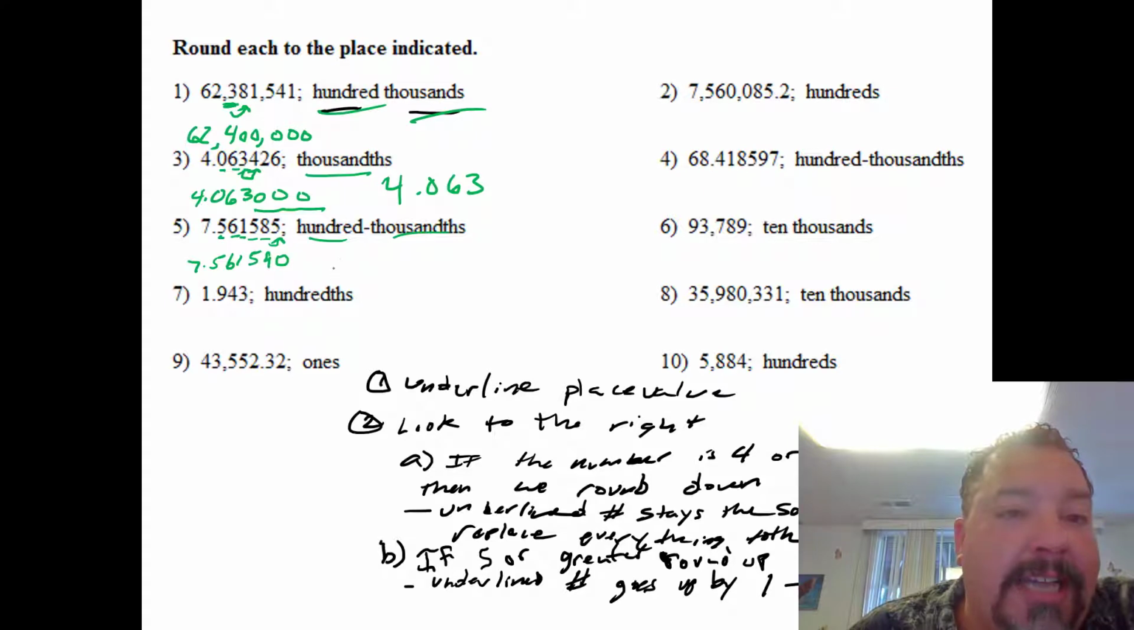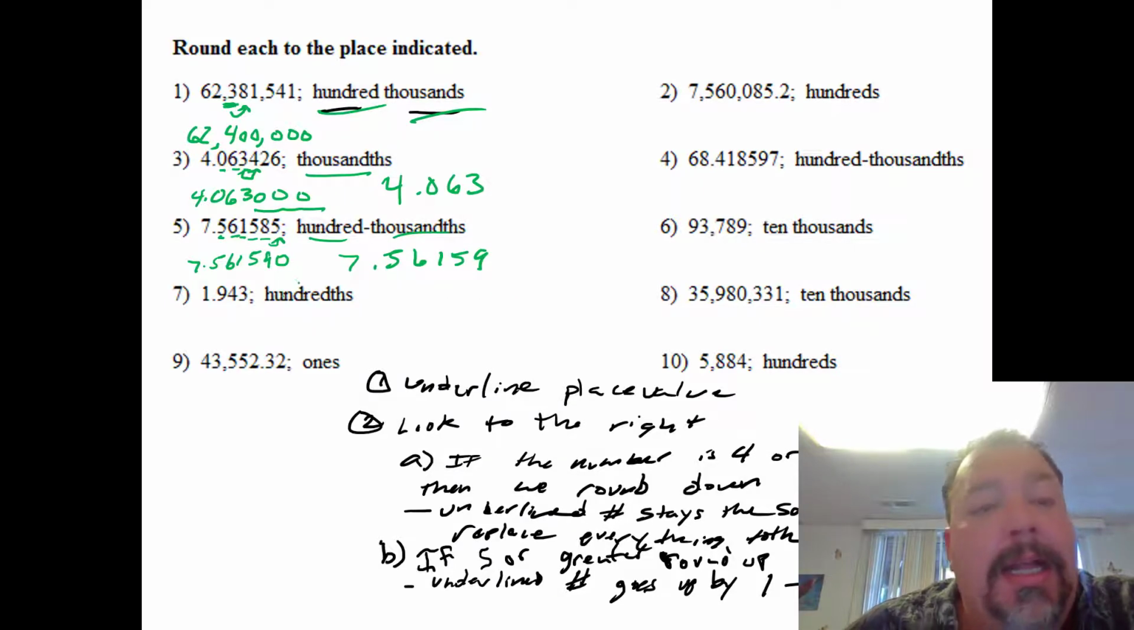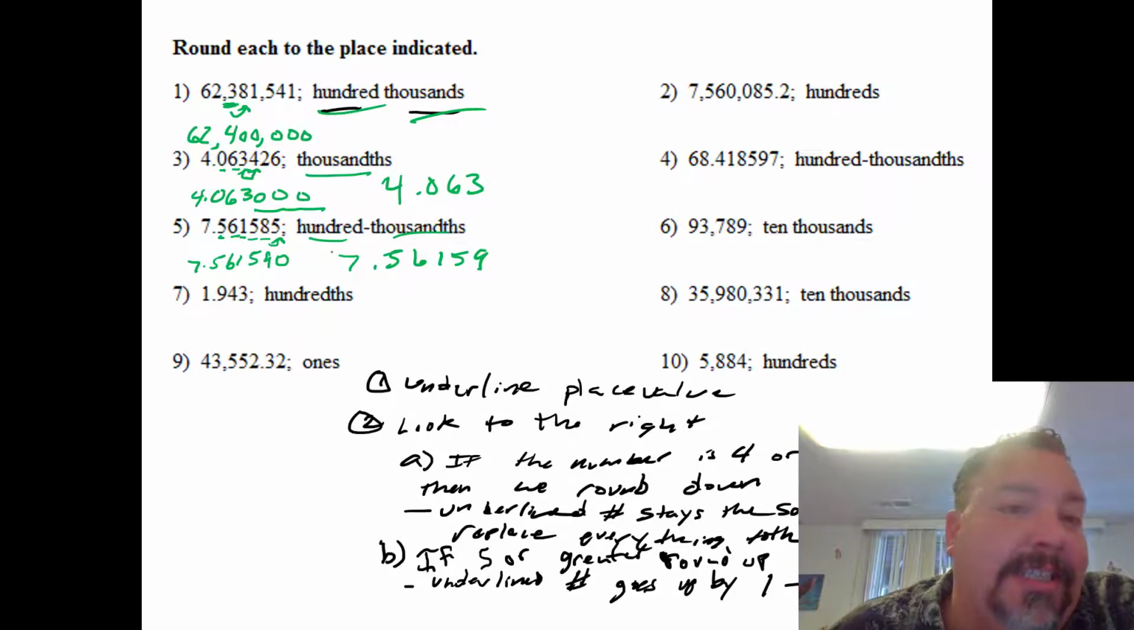And so we can write it as 7.56159. If we're reading it technically, this one's a little bit harder to read. It would read as 7 and 56,159 hundred thousandths. That's why I usually just say 7.56159. And there we have it rounded.